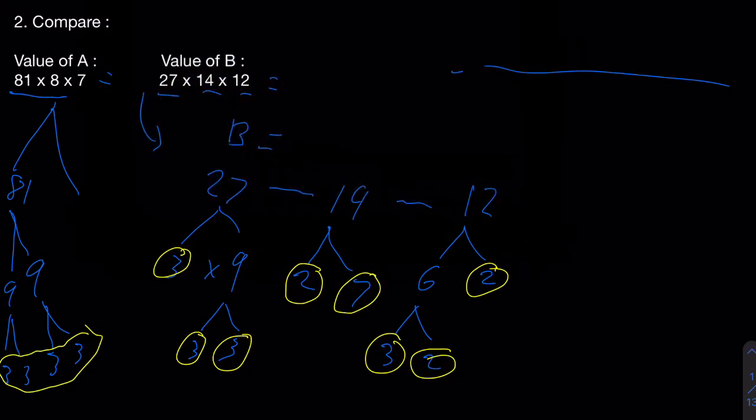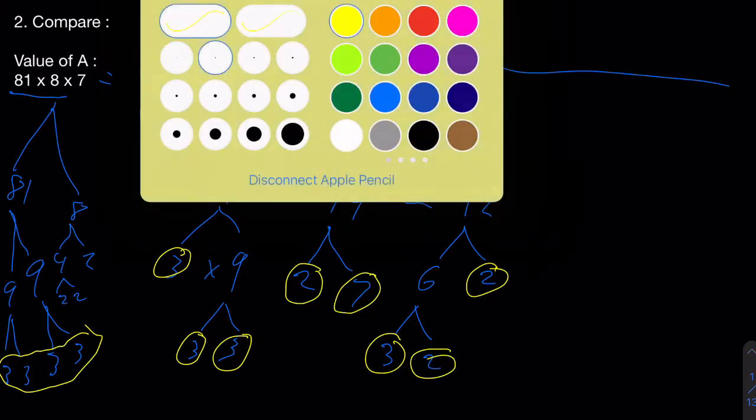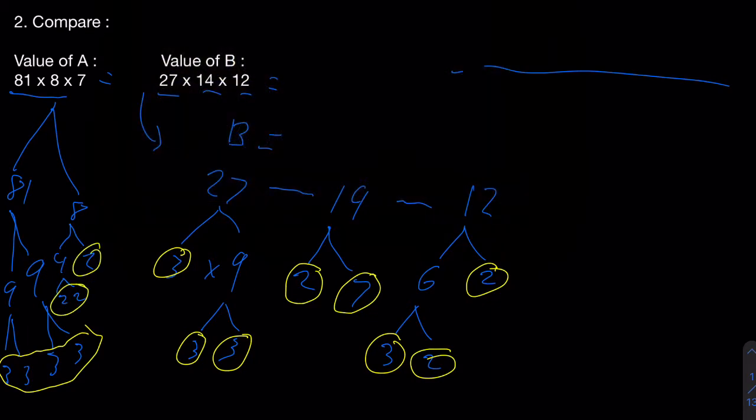You have 8. What is 8? 8 is 4 by 2, and 4 is 2 by 2, and we get faster now because you start dealing with easier numbers. Then you have 7, which is just 7.